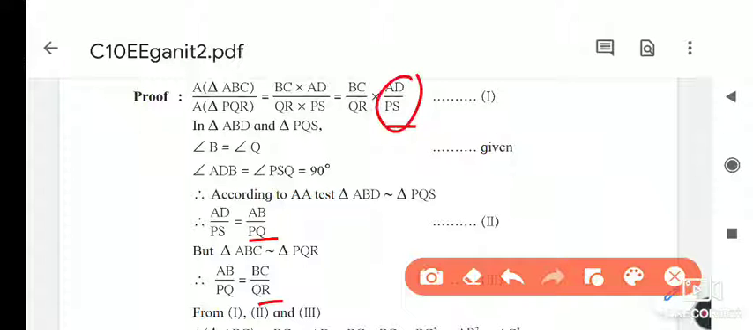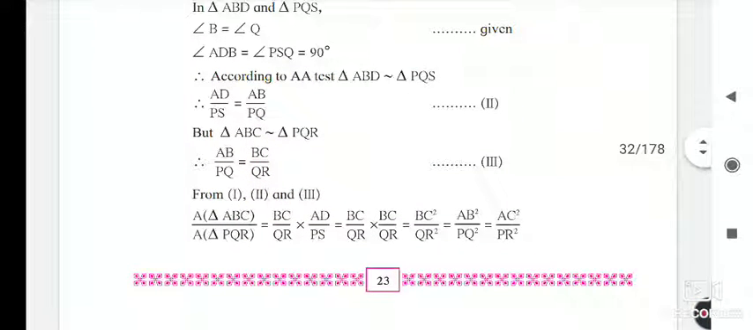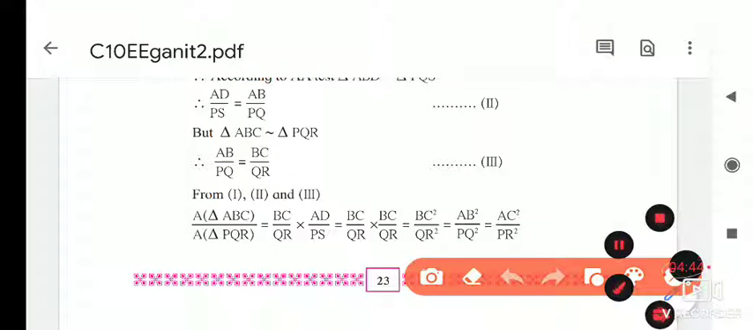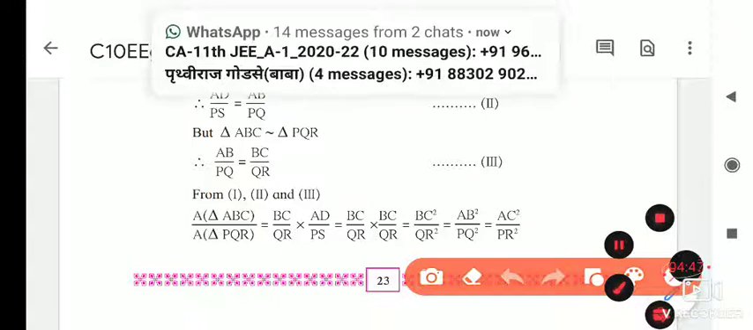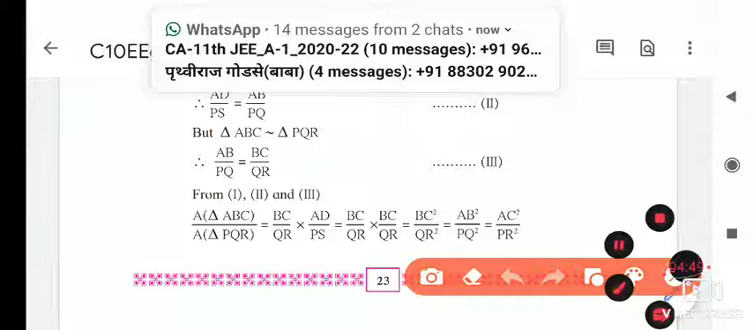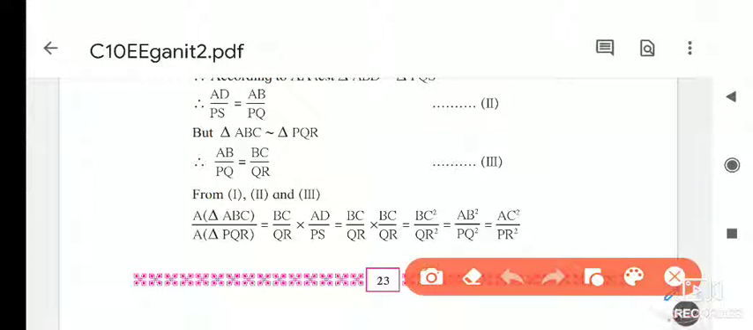So this AD upon PS we can replace with BC upon QR, and then we get here area of ABC upon area of PQR is equal to BC upon QR into BC upon QR. Okay, BC into BC is BC square, QR into QR is QR square. In that way we can show that area of ABC upon area of PQR is equal to BC square upon QR square, or again we can show that AB square upon PQ square and AC square upon PR square.